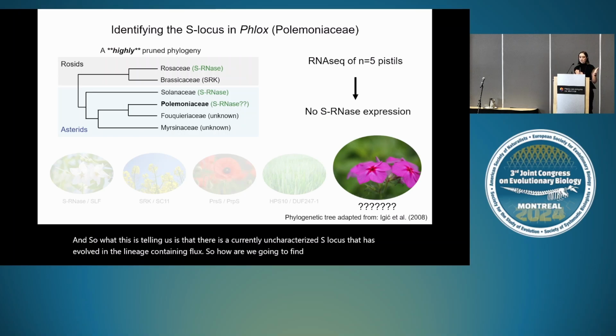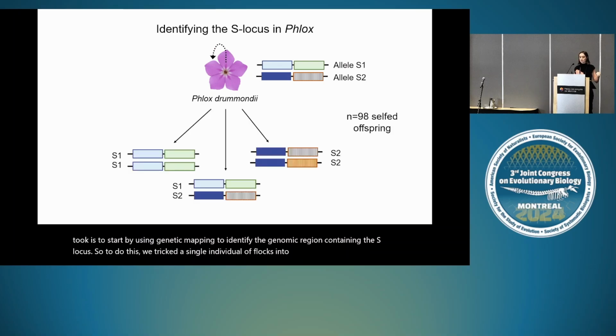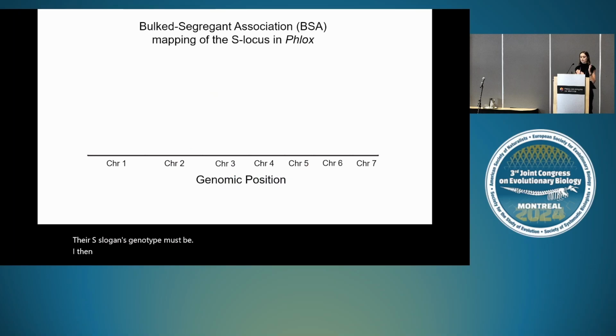The approach that we took is to start by using genetic mapping to identify the genomic region containing the S locus. So to do this, we tricked a single individual of Phlox into selfing a whole bunch of times to generate 98 selfed offspring, which recapitulate these 3 possible genotype crosses. We can then cross them all to each other to infer what their S locus genotype must be. I then took a bulk segregant association mapping approach.